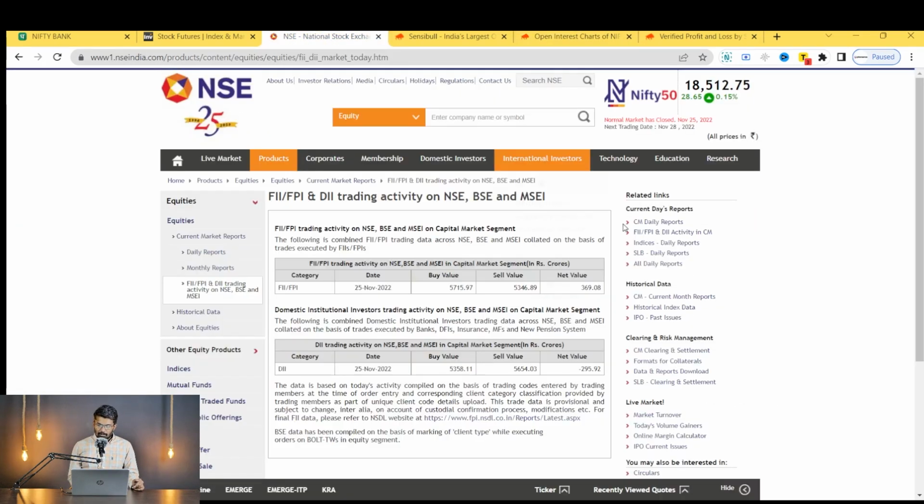And when it comes to FII data, today FIIs have bought around 369 crores, and DIIs have sold around 295 crores. So this is how our markets are looking. Everything is fine, need not worry. There are not going to be any big gap ups or gap downs.